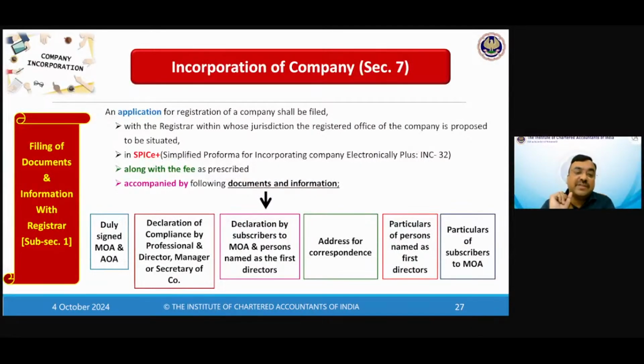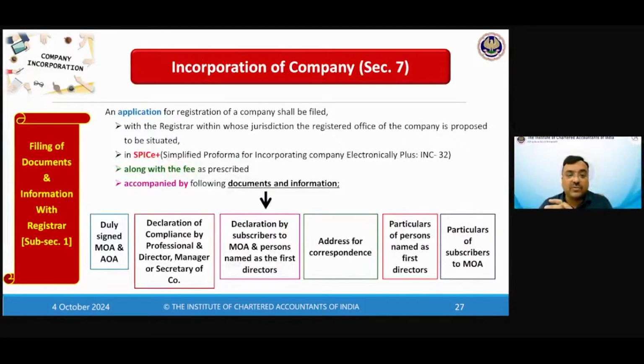First is duly signed MOA and AOA, declaration of compliances by professional and directors, manager or the secretary of the company, declaration by subscriber to the MOA and person named as the first directors, address for correspondence till the opening of registered office, particulars of the persons named as the first directors and particulars of the subscribers to the MOA, that is, the information of the people who are going to become members and the people who are going to become directors.